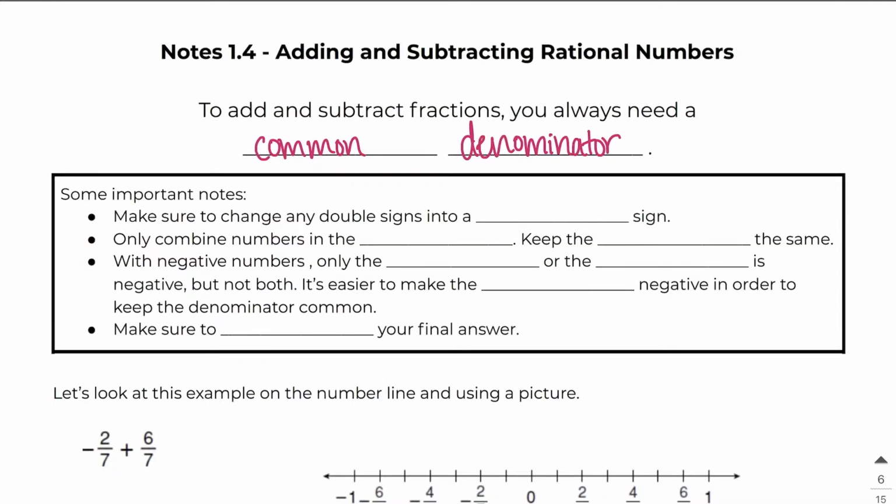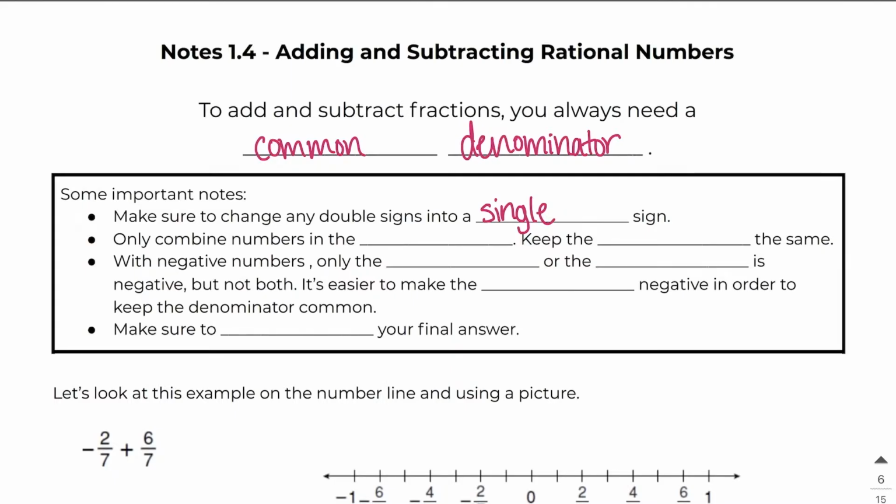First of all, you need to make sure you change any double signs into a single sign, which is something that we talked about in class. Okay, so if you have minus a negative, change that to a positive. If you have plus a negative, change that to a minus sign.